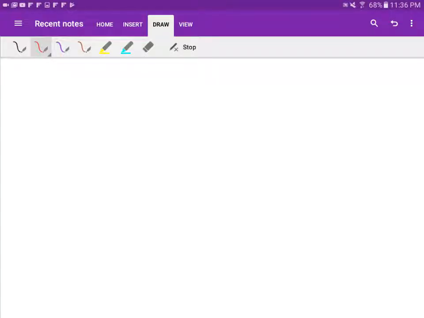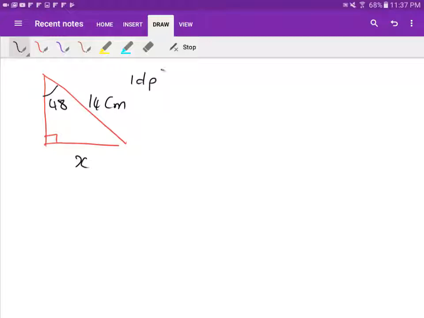Let's start applying it. Let's say this is a right angle triangle. Let's say this is x, this is 48 degrees, and this is, let's say, 14 centimeters, and I want the answer to one decimal place. Let's see how we go. Now remember, you can only apply SOH CAH TOA in a right angle triangle. So let's follow the process.